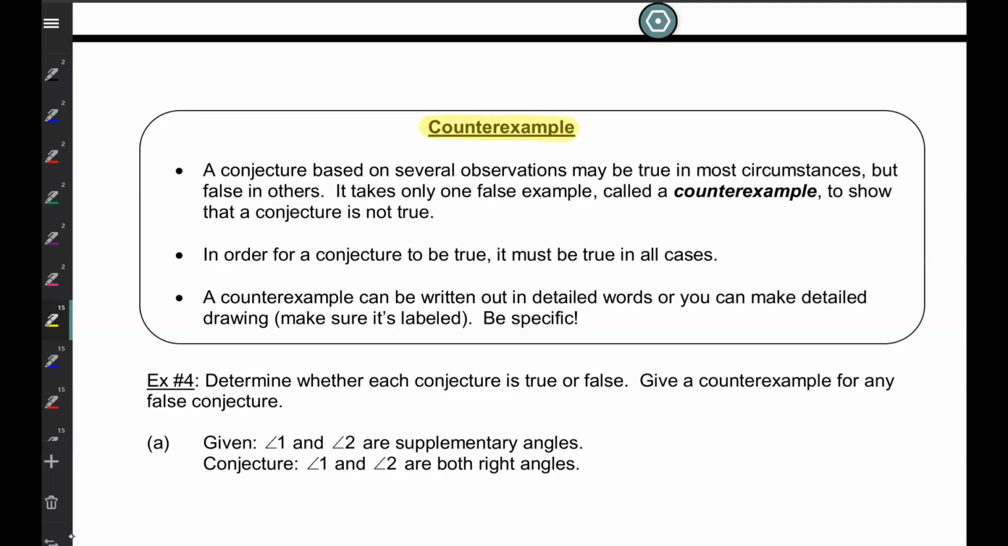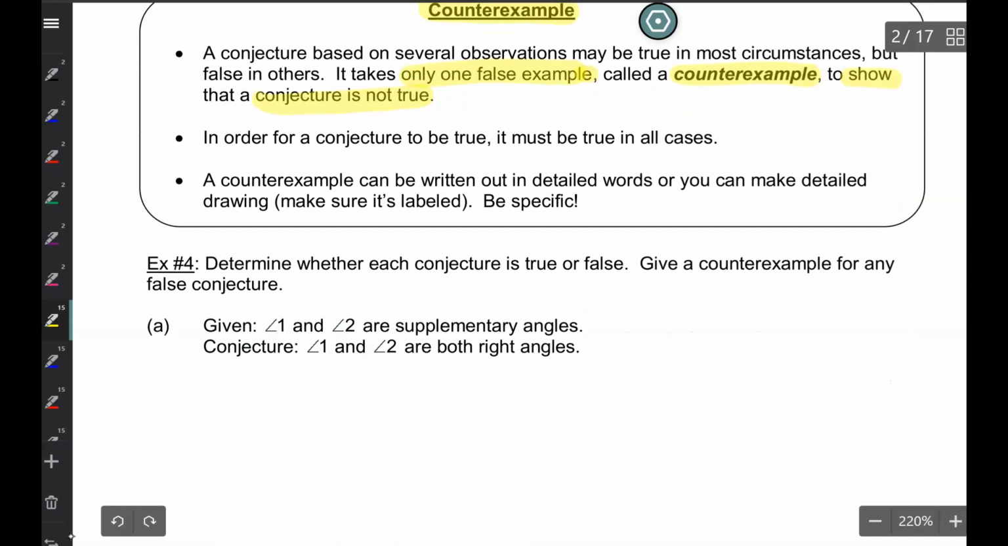So what I have stated here, a conjecture based on several observations may be true in some cases but false in others. It takes only one false example, called a counterexample, to show that a conjecture is not true. In order for a conjecture to be true, it must be true in all cases. So a counterexample can be written out in detailed words, or you can make a detailed drawing. I want to make sure it's labeled, and I want to be specific.